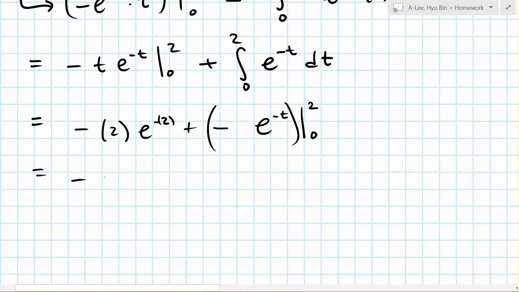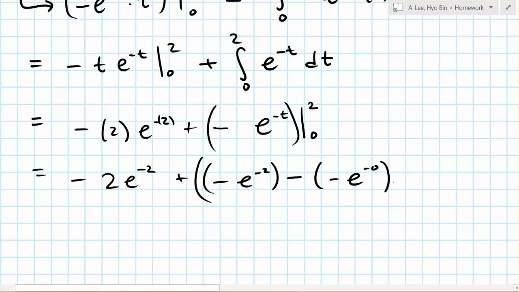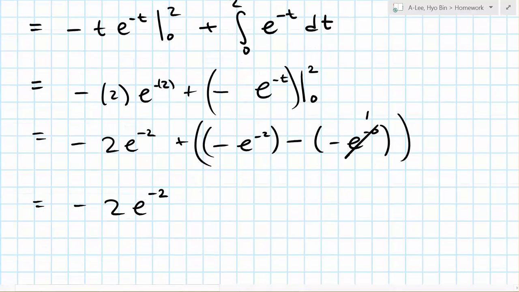So then that would be negative 2 times e to the negative 2 plus negative e to the negative 2 minus, okay, minus negative e to the negative 0, which is 1, so that's negative 1. So that's negative 2 e to the negative 2 plus negative e to the negative 2 plus 1.